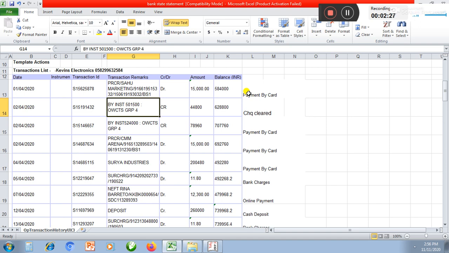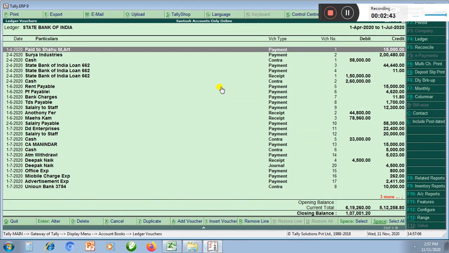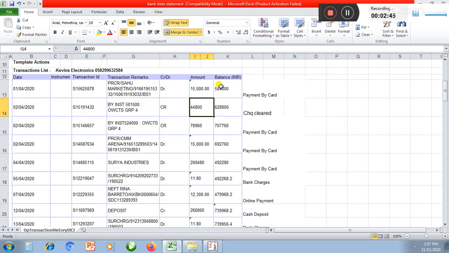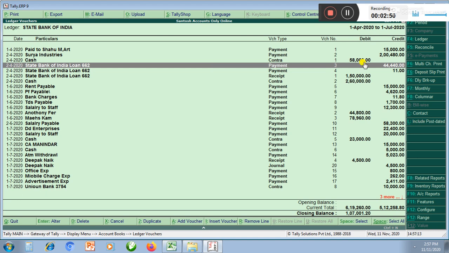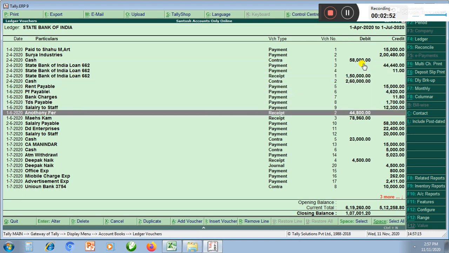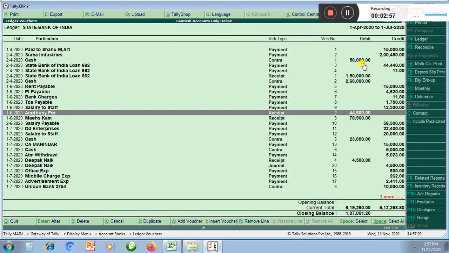Now let us see INST. INST means instrument, and remember this is a check number. Whatever check we have deposited into the bank, that check is cleared now here, 44,800. So let us check whether that 44,800 is there. This is on the credit side, so you will be looking at the debit side. 44,800 is there here. It's a receipt from Anthony Fernandez. The check is already cleared, and we have already passed the entry for the receipt here.